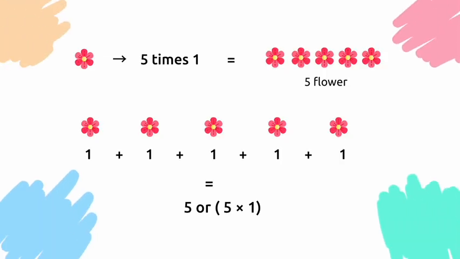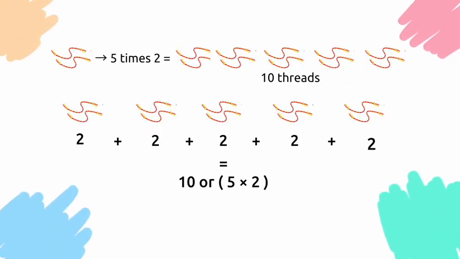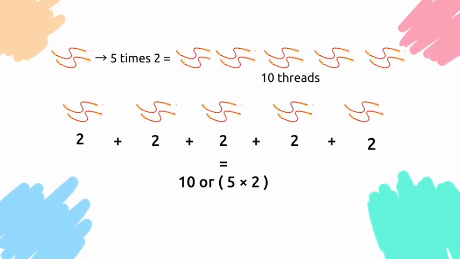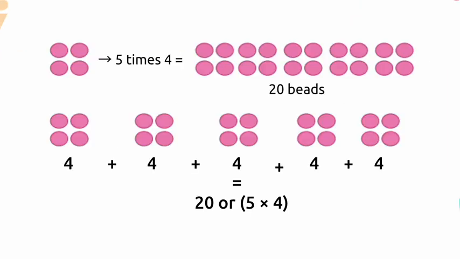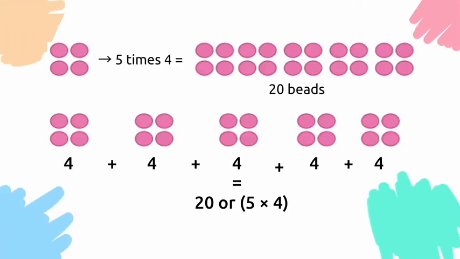Each Rakhi needs one flower. 5 times 1 is equal to 5 flowers. Example, 2 threads: 5 times 2 is equal to 10 threads. Next example, 4 beads: 5 times 4 is equal to 20 beads. Multiplication helps us count quickly when we repeat the same thing many times.